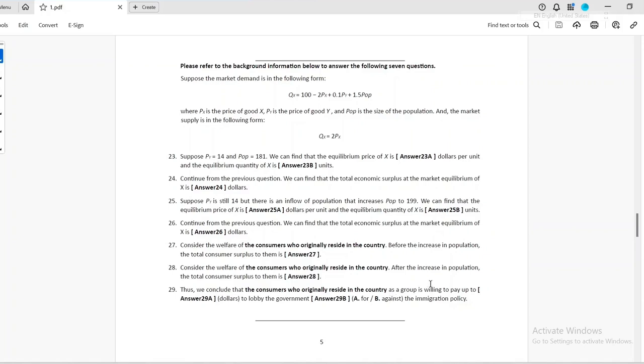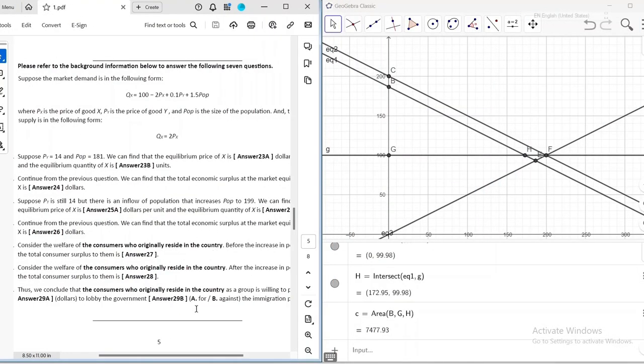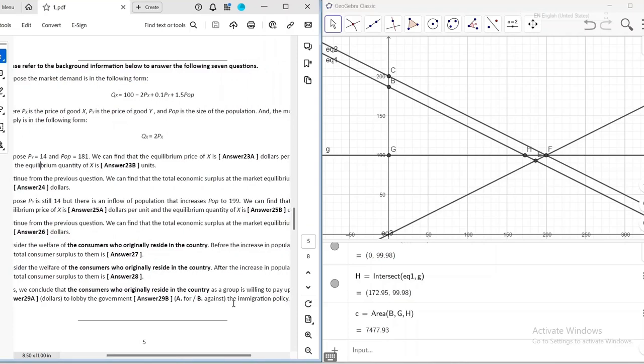Now in the next question, okay, so we have done question number 28. And the next question: consumers who originally reside in the country, as a group, are willing to pay to lobby the government. Okay, so we need to find out the amount that they can offer to the government to fight against, okay, so the second answer is against the immigration policy.